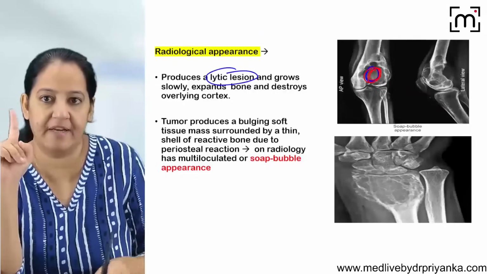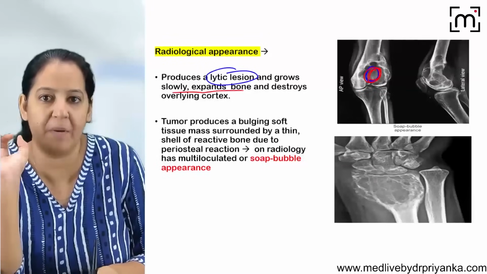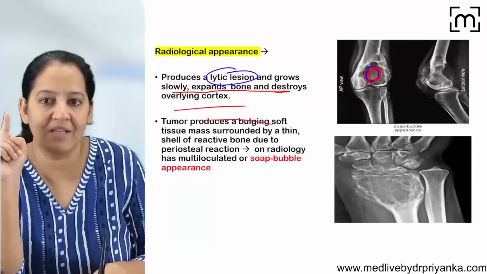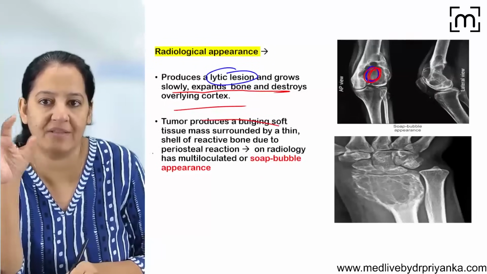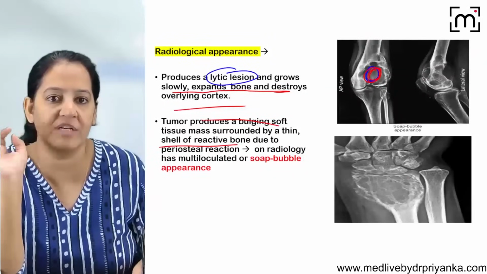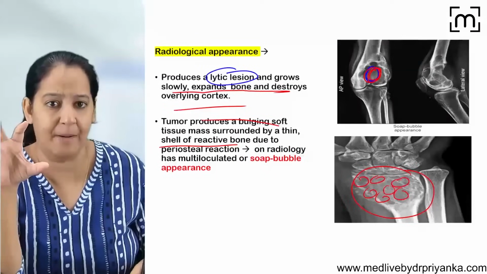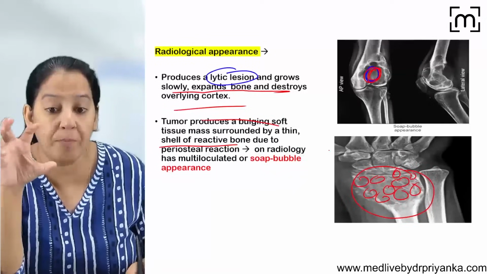It arises as a lytic lesion, grows slowly, expands in the bone and destroys the overlying cortex. So the tumor produces a bulging soft tissue mass surrounded by a thin rim of calcification. On radiology, it is known as soap bubble appearance. Can you see? Small bubble-like appearance. It is known as soap bubble appearance.